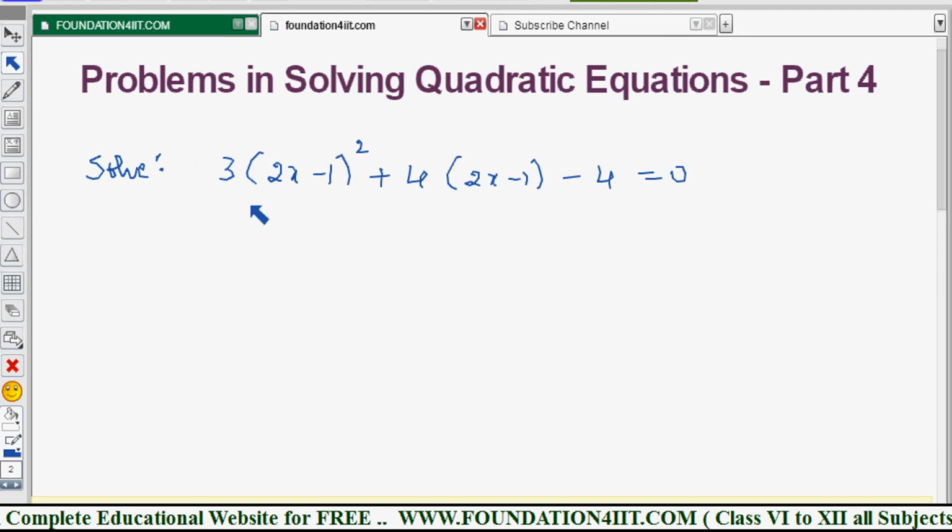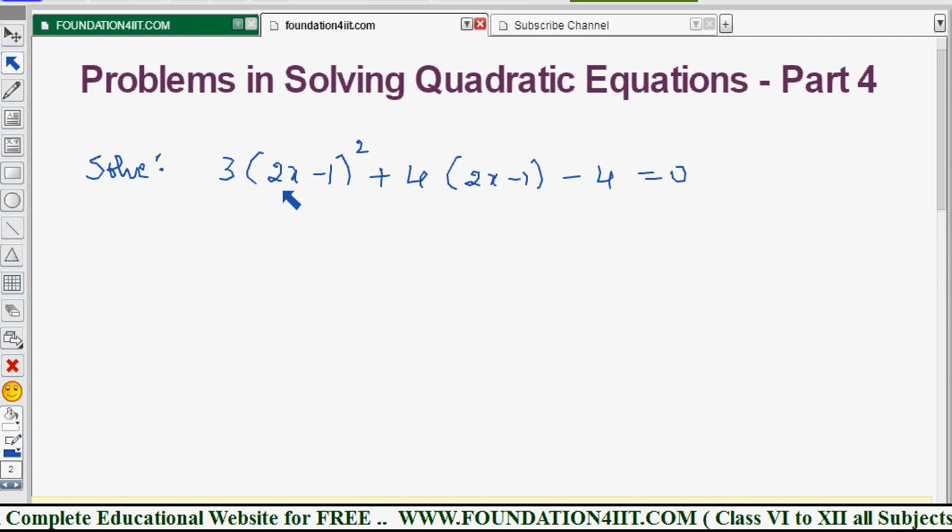So let me show one more problem, same like previous. Whenever you get a question like this in quadratic equations, like 3 into (2x minus 1) whole square plus 4 into (2x minus 1) minus 4, don't simplify this entire equation into general form directly. Just observe the x squared term, x term and constant, right? Here 2x minus 1 is common.